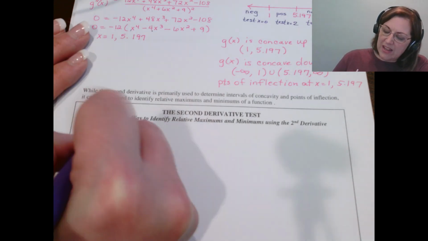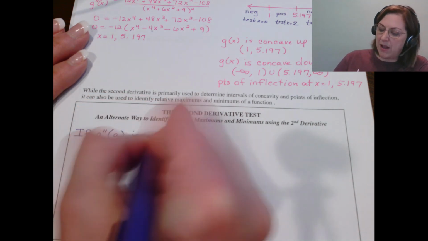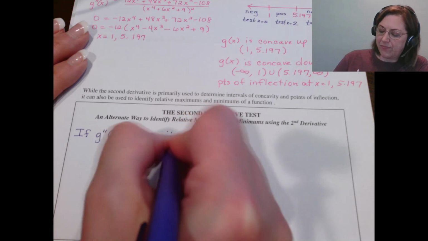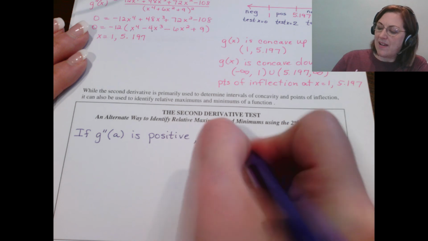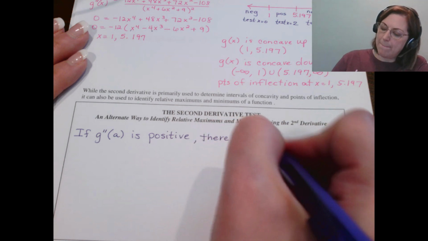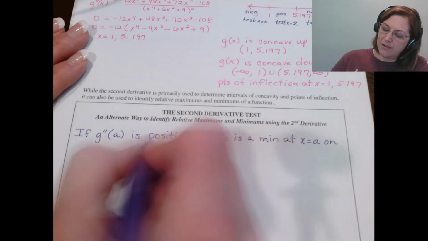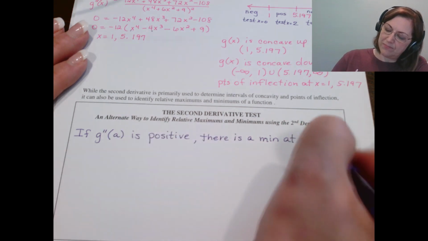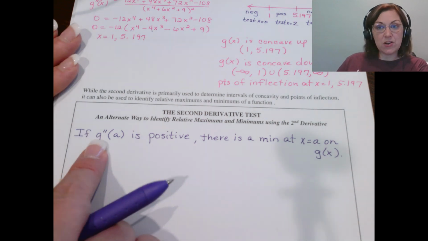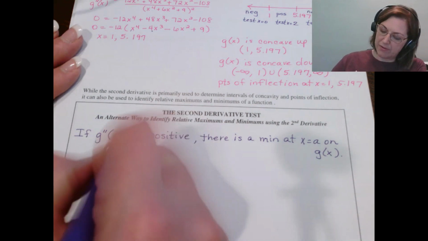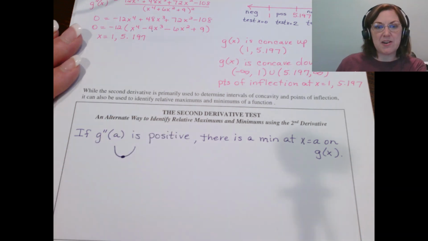Now, another way to tell maxes and mins is by the second derivative test. So if the second derivative at a number is positive, there is a minimum at x equals a on g of x. Now, here's what I want you to think. Remember, if the second derivative is positive, we are concave up. That means we would have to have a minimum there.